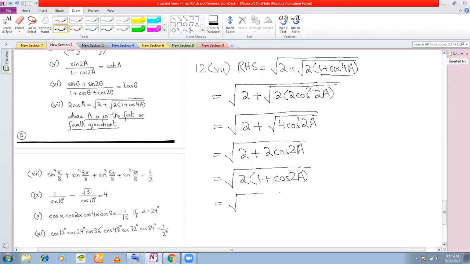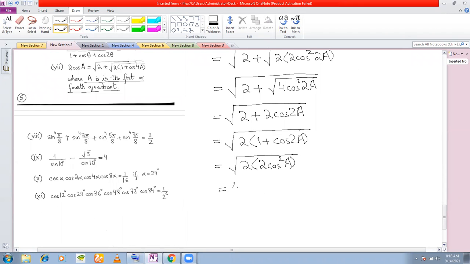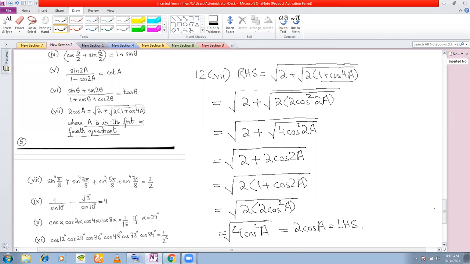So you get square root of twice 1 plus cos 2a. Now 1 plus cos 2a again by the multiple angle formula is 2 cos square half of 2a, which is 2 cos square a, which is equal to square root of 4 cos square a. And square root of 4 cos square a is 2 cos a, which is equal to your left hand side. And hence that is proof. Any question here? No, sir. Let's proceed to the next one then.